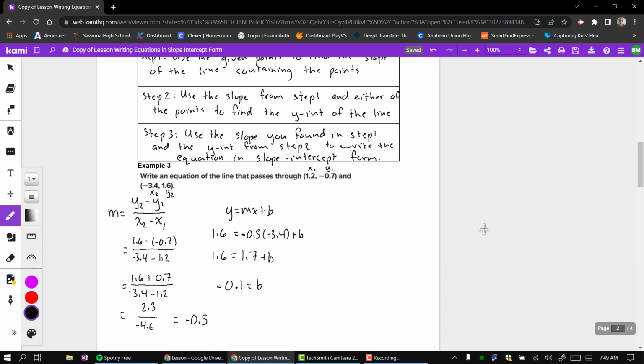So now I have my slope, and I have my b value. Step 3 says put the two together, and you get your slope-intercept form. So this is going to give me y equals negative 0.5x minus 0.1. And that will be my slope-intercept form.